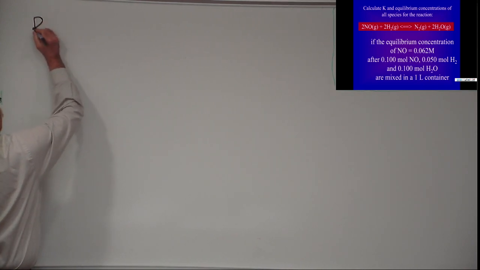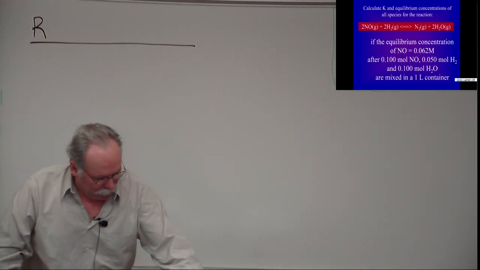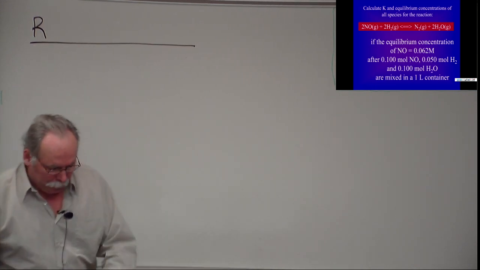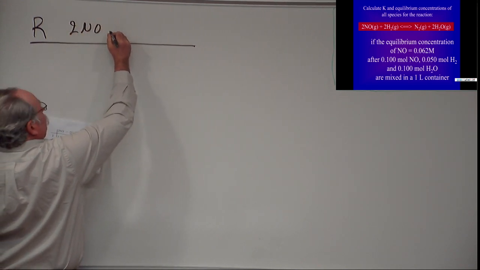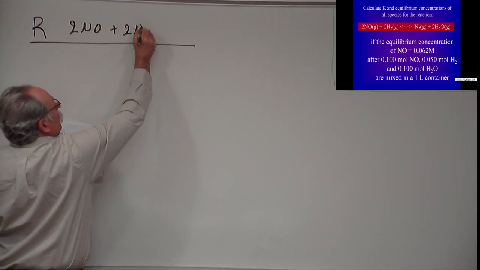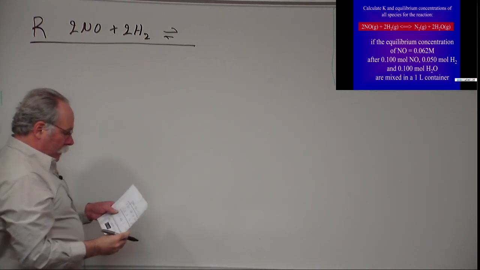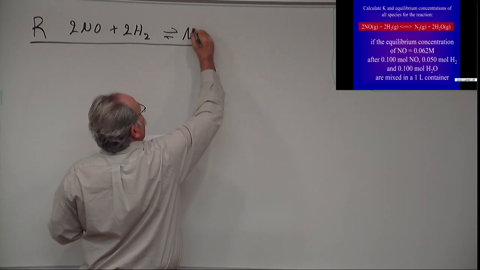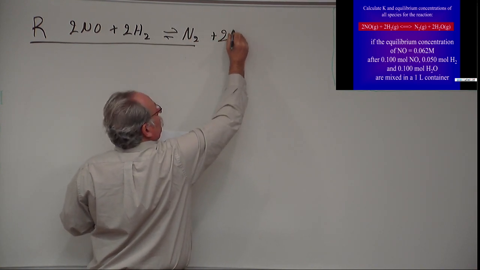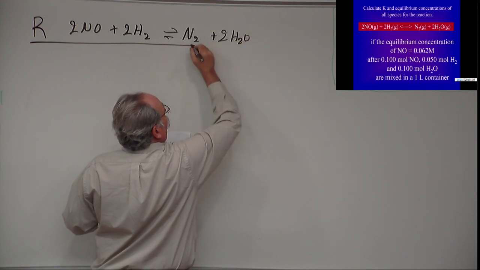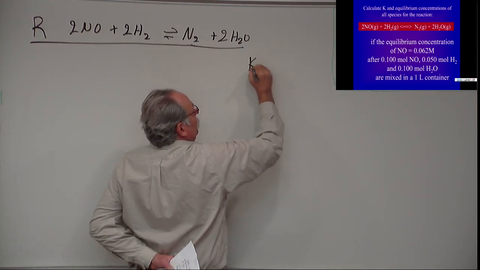we're going to investigate. In this case, we have 2NO plus 2H2, and all species are in the gas phase, so I'm going to ignore the phases, plus 2H2O. Okay? And we want to calculate what is K.